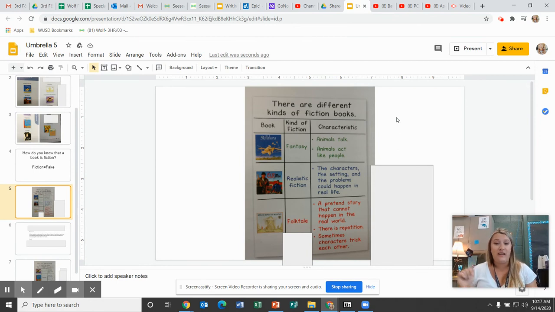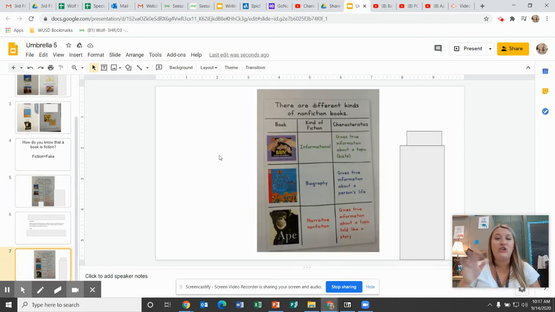Both fiction books and fake books have that F. We did fantasy, where animals talk, realistic fiction, a story that is fake but could be real, and folktale, a pretend story that could not happen in real life. And today we talked about nonfiction, which is not fake. We did Bats, which is informational, it just shares information. A biography, which gives true information about a person, hint, you usually see that person on the cover. And narrative nonfiction. Narratives are what we're writing, so it's a story that's true.